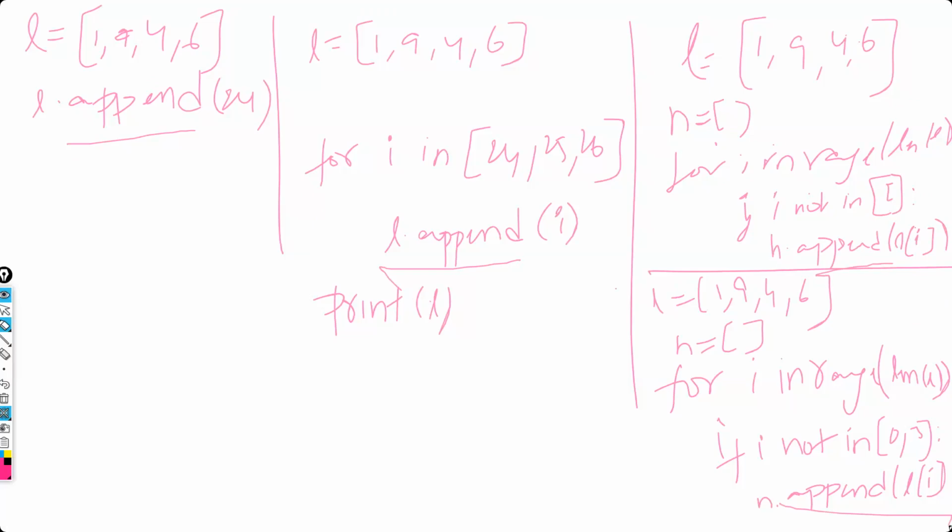To add a single value, append. To add multiple values, append. To delete a single value, append. To delete multiple values, append. Multiple options are there, guys. So list.remove is there, list.pop is there, list.append. Using this one also we can write.